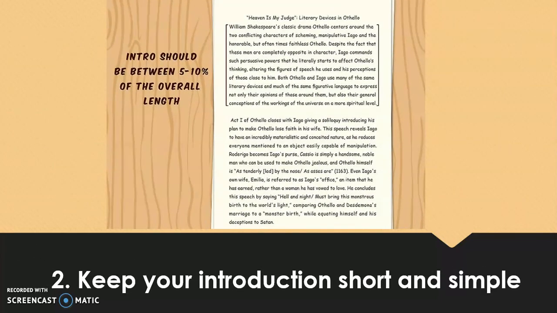Keep your introduction short and simple. Generally, your introduction should be between 5 and 10% of the overall length of your essay. If you are writing a 10-page paper, your introduction should be approximately 1 page. For short essays under 1,000 words, keep your introduction to one paragraph, between 100 and 200 words. Always follow your instructor's guidelines for length. These rules can vary at times based on the form of writing.